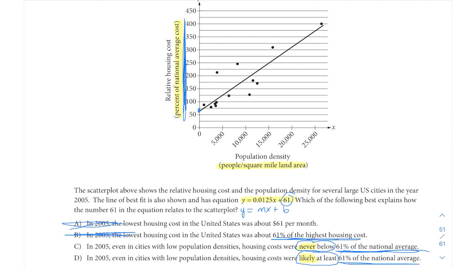It does not show an absolute bottom or an absolute top, like an end for that data. It's just your best approximation. So 61% is the approximation. Then could it be below 61%?